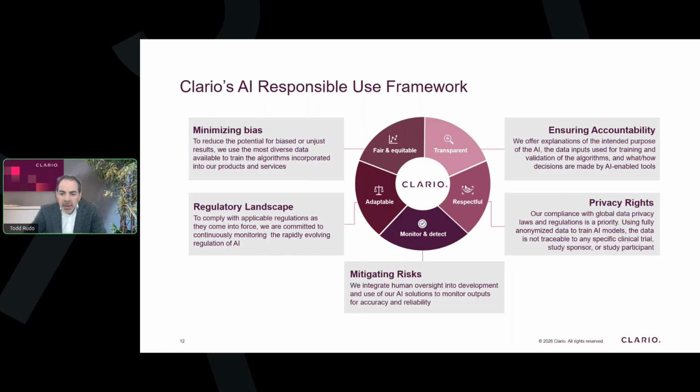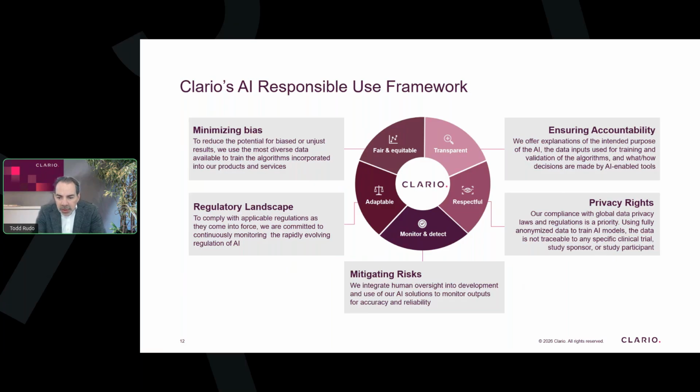So starting at the top left, minimizing AI-induced bias. This is all about cognizance of selecting a training data set and a process for training that considers the potential use cases holistically. So how will this be used in the future? If this is possibly going to be used in pediatric studies one day, we can't just train it on adult-only data, for example, right? Making sure that the algorithm has everything it needs to perform as desired.